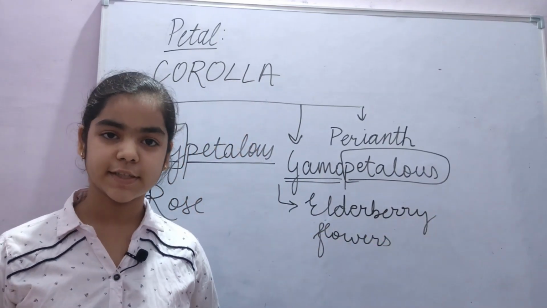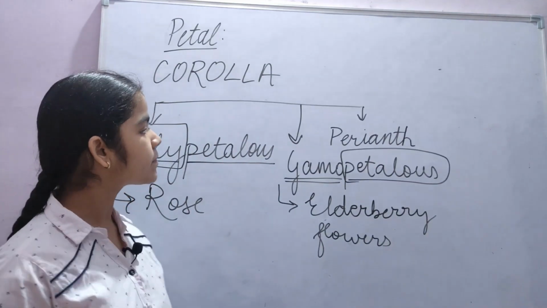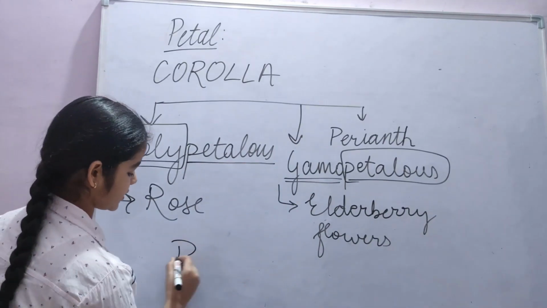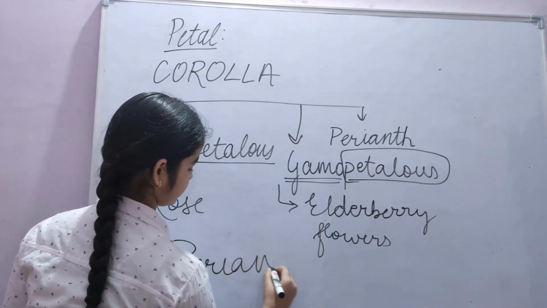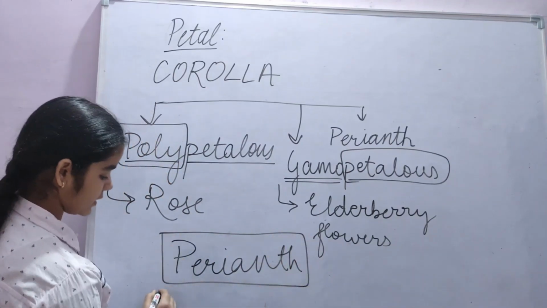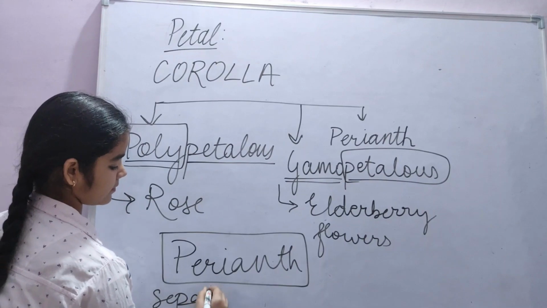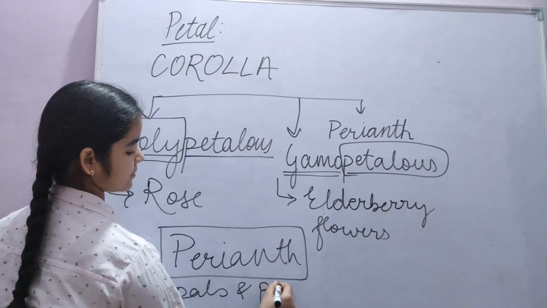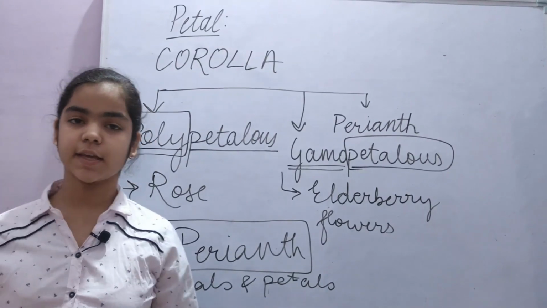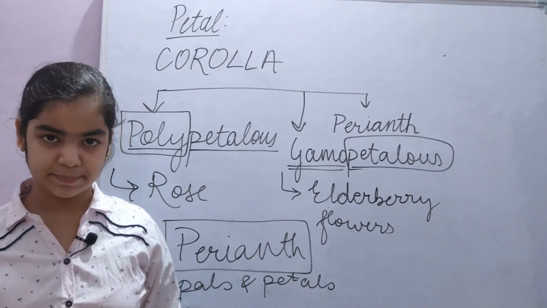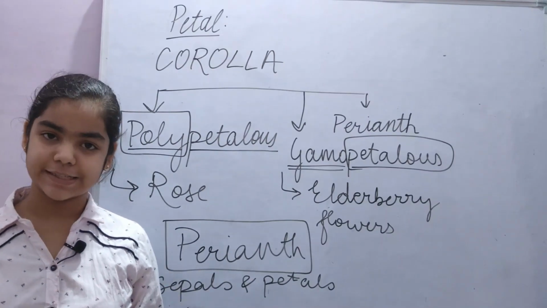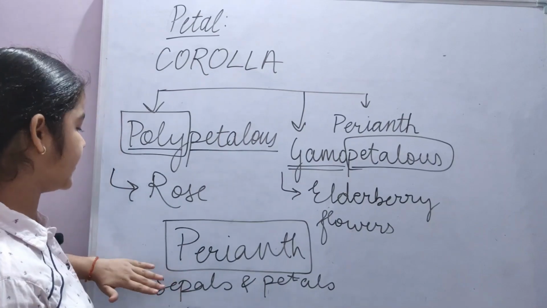Search it on the internet and you will get the pictures of it. Next is perianth. In this special case, the sepals and petals cannot be distinguished. You cannot say whether they are petal or sepal. So the condition in which the sepals and petals are fused together is called perianth.